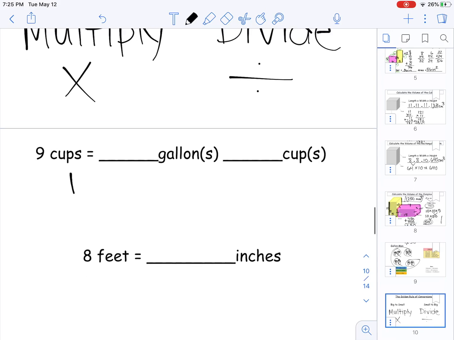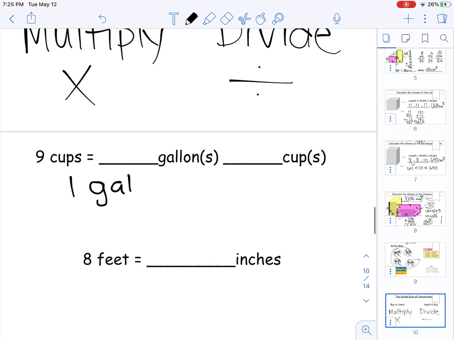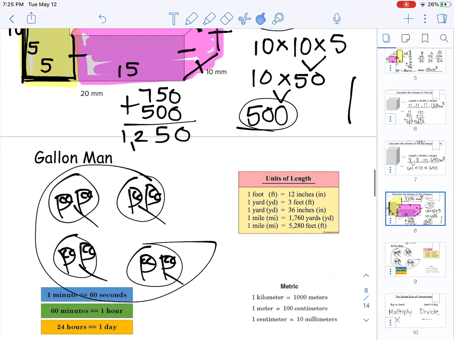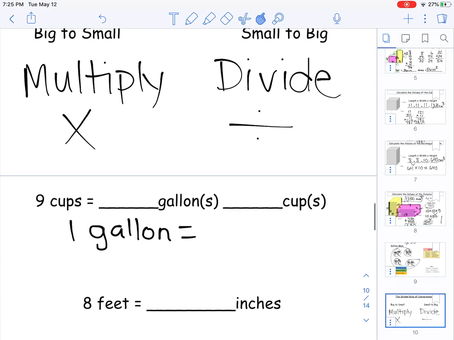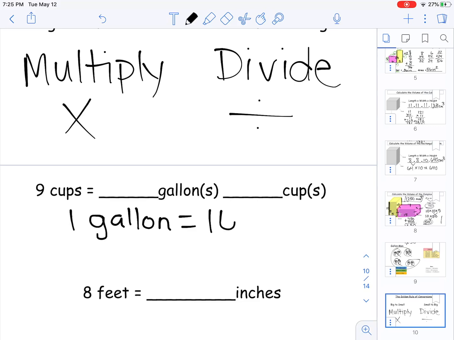Cups to gallons. If we use our gallon man, we know 1 gallon equals how many cups? Go look at him. I do a quick skip count. 2, 4, 6, 8, 10, 12, 14, 16 cups in a gallon. Whoops. I don't know why I wrote gallon. Sorry guys, I must be getting sleepy. Been a long day. 16 cups.